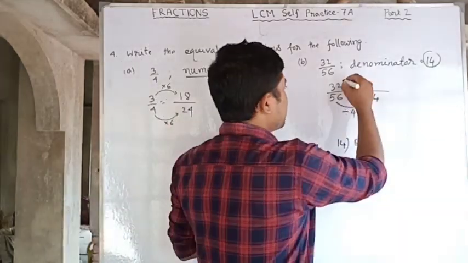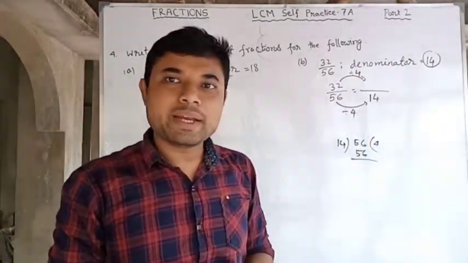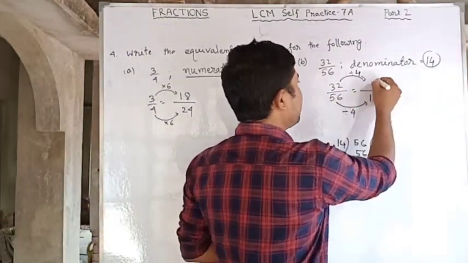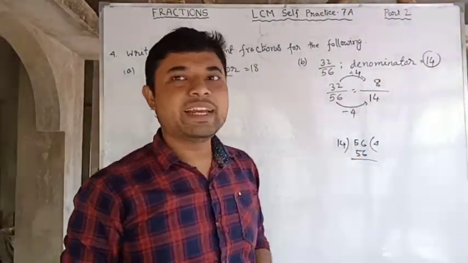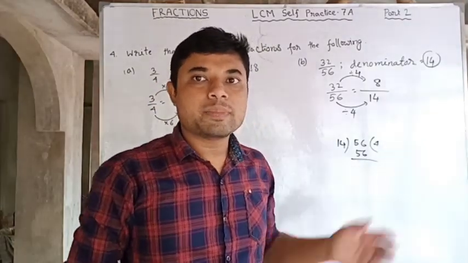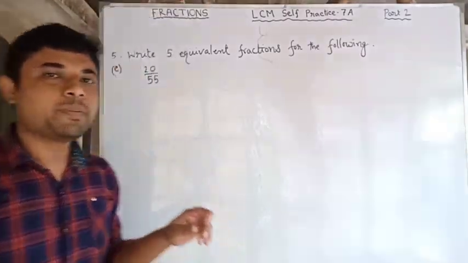By the same number you have to divide. By 4 you have to divide 32 here. So what will you get? 8. So the answer will be 8/14. So you can do this in this method also. Okay, next, question number 5.